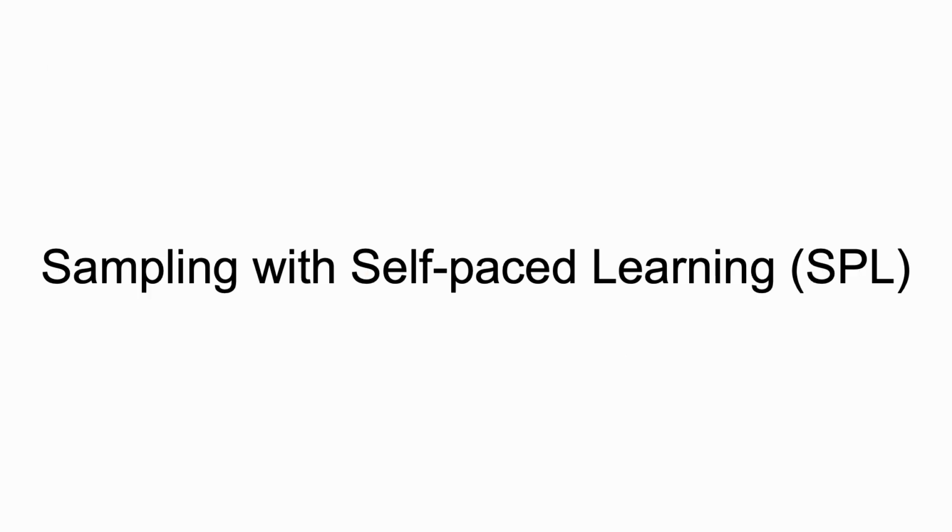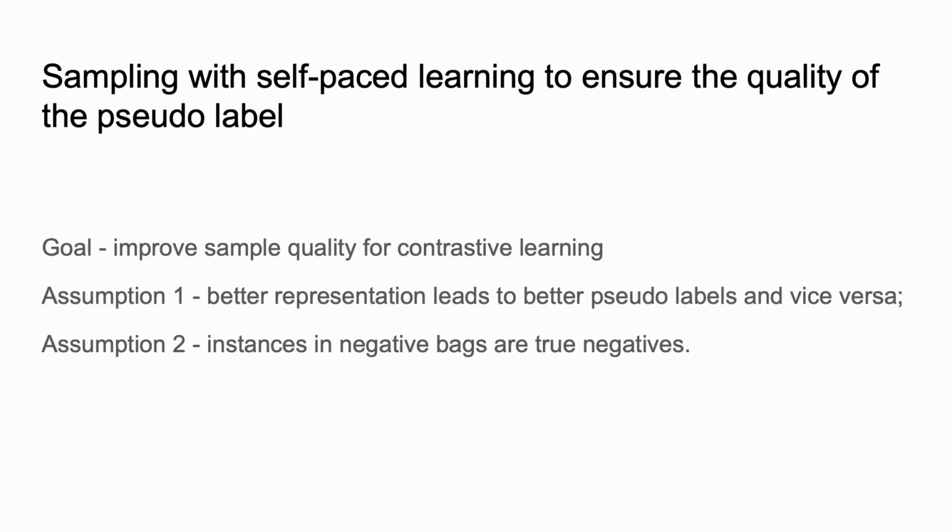To solve this problem, we propose a self-paced sampling strategy, which can dynamically adjust the negative and positive pairs to mitigate the errors in the pseudolabels during training. The sampling strategy with self-paced learning is based on two assumptions. The first assumption is that better representation can lead to better pseudolabels, and vice versa. The second assumption is that the instances in the negative bags are always negative. So we use these two assumptions to improve the quality of contrastive learning.